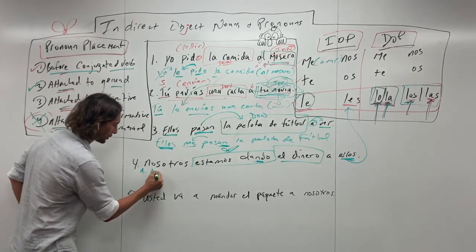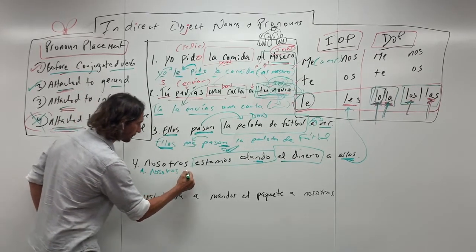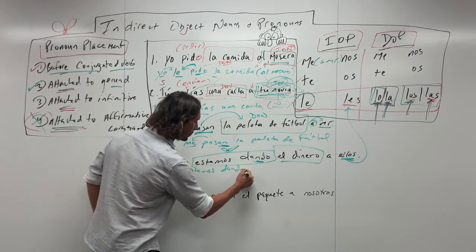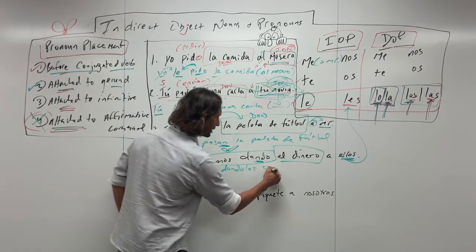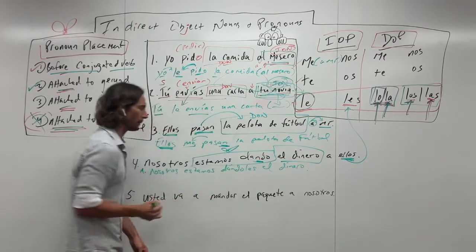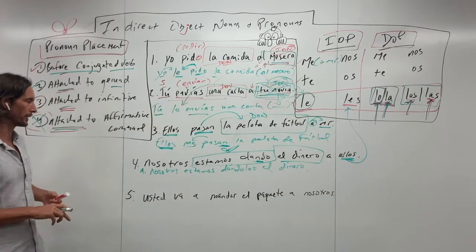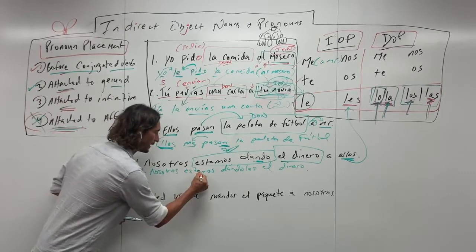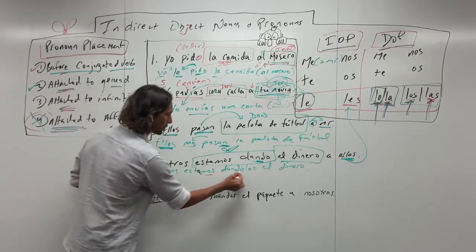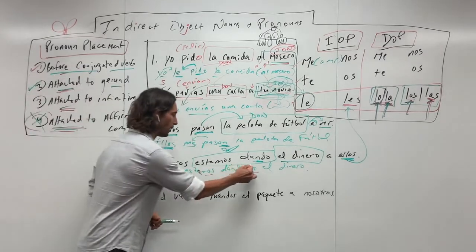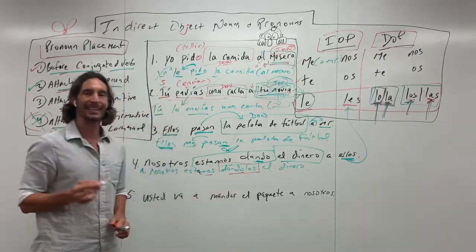So we've got nosotros estamos dándoles el dinero. Okay, so here's way number one, and we're going to put an accent on there. So nosotros estamos, let's make sure you see that's an A, right? That's an A, not an E. Nosotros estamos dándoles, right? So now this all becomes one word, el dinero.